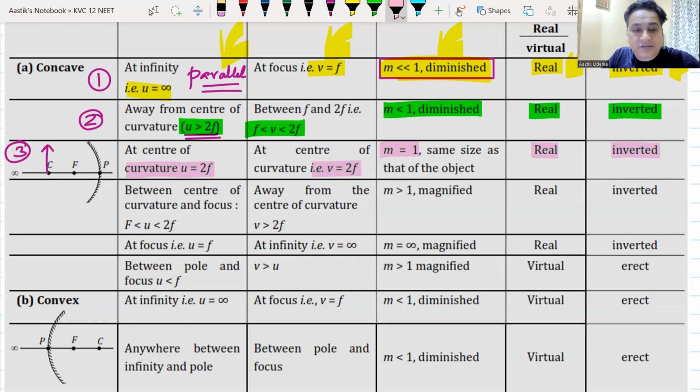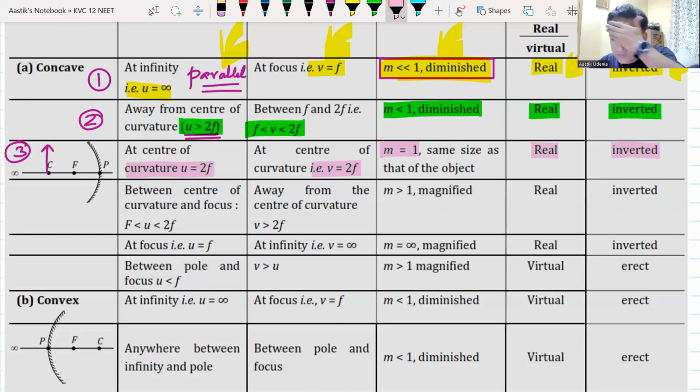Position number 3, dear friends. Object is placed at the center of curvature. Image is formed at the center of curvature. Real, inverted, and the same size as the object. Do we understand this? Yes or no? Yes, sir.